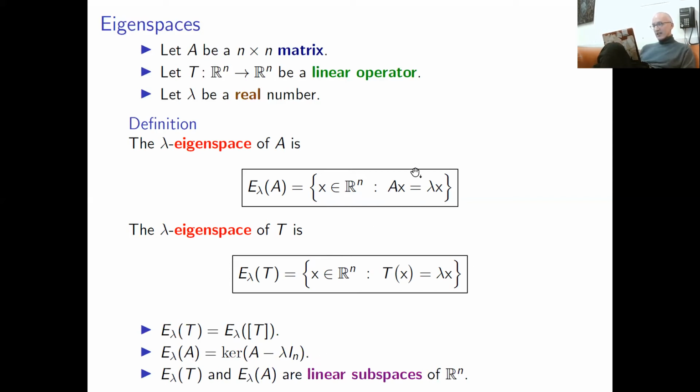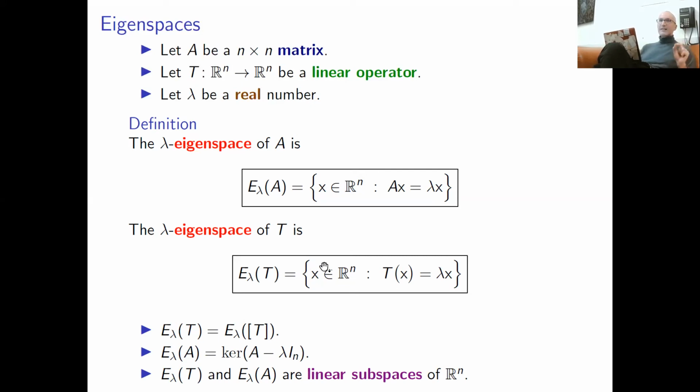You can rewrite this equality in this way. This is just the kernel of the matrix A minus lambda I. Why? Because look at this. You have this equality, Ax equals lambda x. You can rewrite it as Ax minus lambda x equal to 0. Then you can put x outside of the bracket. You can say A minus lambda times the identity matrix, multiplied by x, is 0. But this is nothing but the definition of a kernel. So this space is nothing but the kernel of this matrix.